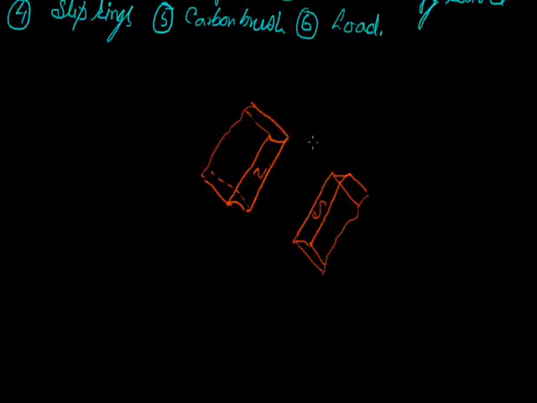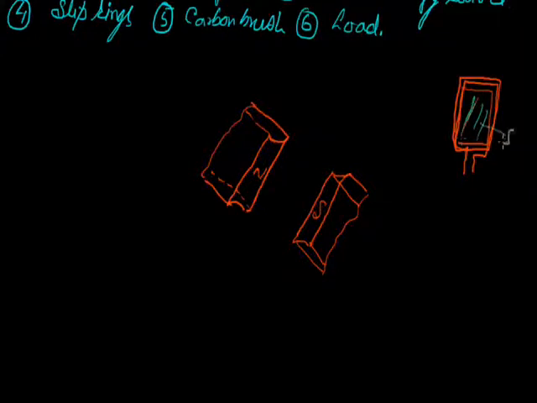Now, what is armature? Armature is the coil which is wound on a soft iron piece. Suppose this one is the soft iron frame. An insulated copper wire is wound in such a way that there are N turns. This is soft iron. It is insulated copper wire. This complete assembly is known as armature.